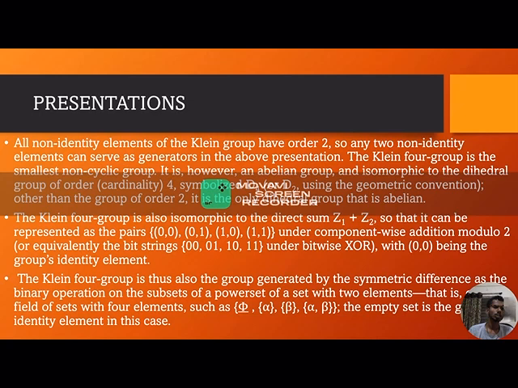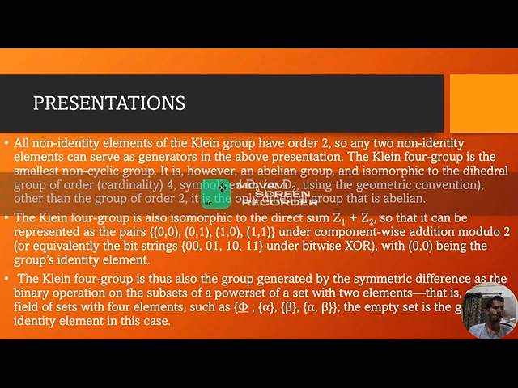The Klein 4 group is also isomorphic to the direct sum Z2 plus Z2, so that it can be represented as the pairs (0,0), (0,1), (1,0) and (1,1) under component-wise addition modulo 2, or equivalently the bit strings 00, 01, 10 and 11 under bitwise XOR, with 00 being the identity element.